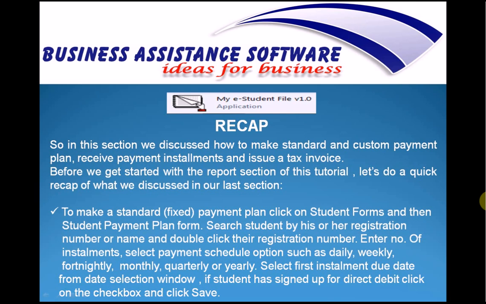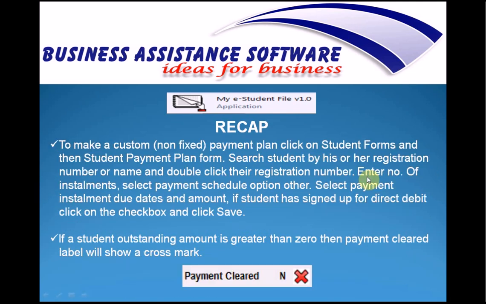To make a custom or non-fixed payment plan, click on Student Forms and then Student Payment Plan Form. Search student by his or her registration number or name and double-click on registration number. Enter number of installments. Select payment schedule option Other. Select payment installment due dates and amount. If student has signed up for direct debit, click on the checkbox and click Save.